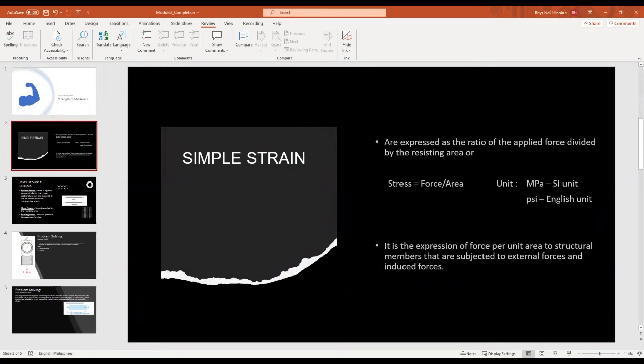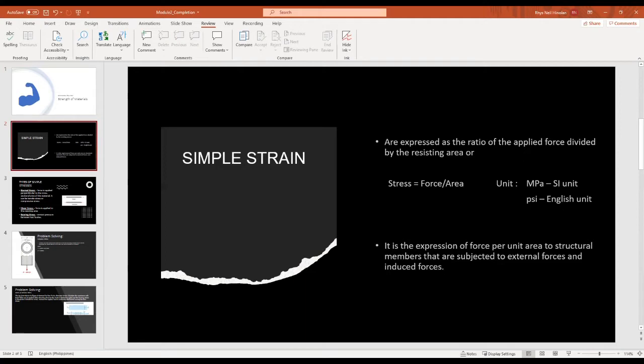We all know that when there is a force applied to a material, there's a tendency that the material will be deformed or worse, will break, especially when the force exceeds the maximum allowable stress that the material is capable of. So stress is expressed as the ratio of the applied force divided by the resisting area, or in formula, stress is equal to force divided by the area.